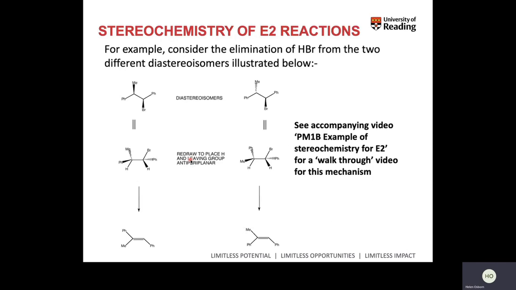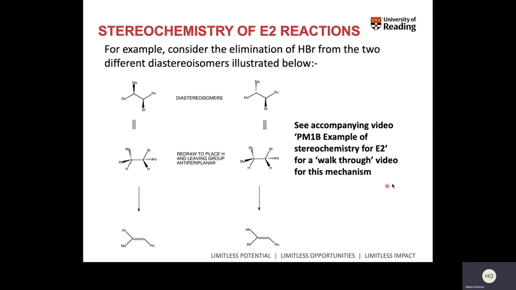So let's have a look at a specific example just to demonstrate how, if we have one isomer of starter material in the E2 reaction, because it's stereospecific, we will end up with one stereoisomer of the alkene product. Whereas if we had the different isomer of starter material, we would get the different isomer of product.